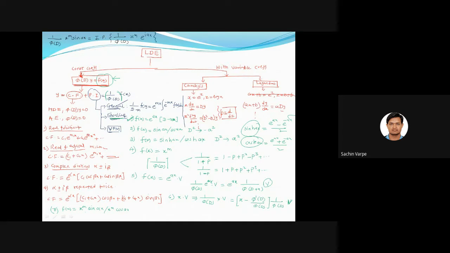Please check. And similarly for cos, that is, if it is 1 upon phi of D, x raised to m cos ax, then how do I write? It is the real part, right? Real part of 1 upon phi of D, x raised to m e to the power i ax.